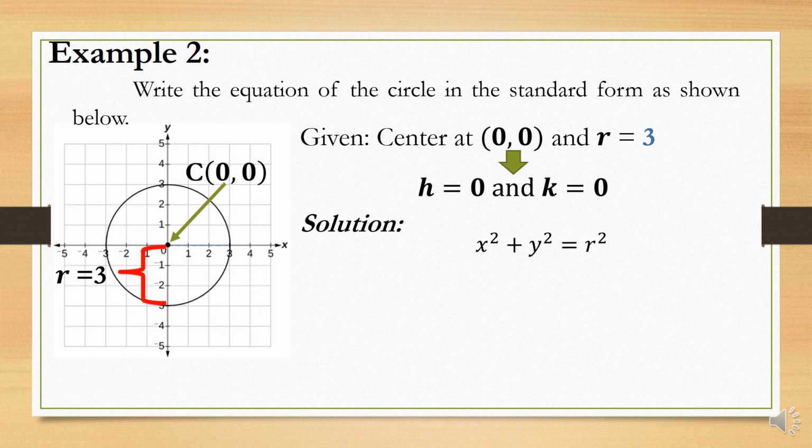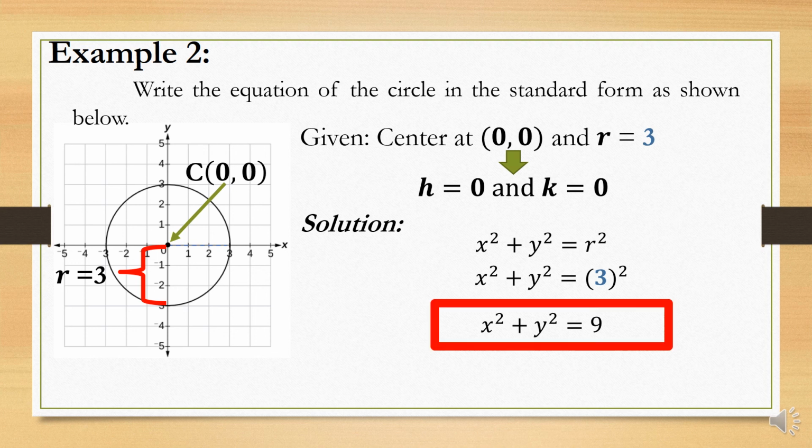Next, we will substitute the value of r. The radius is 3, so we have 3 squared. If we have 3 squared, we have x squared plus y squared is equal to 9. And this is now the equation of the circle whose center is the point of origin with the radius of 3 units.